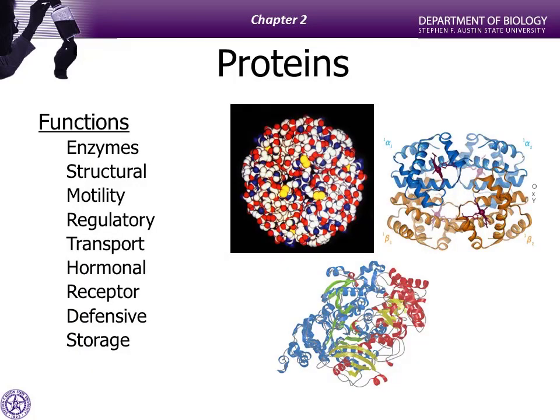Enzymes. We'll get to enzymes here in just a few minutes. Enzymes are critical for assisting chemical reactions happening in all of your cells. But proteins are also going to be structural. We talked about red blood cells when we were talking about the tonicity of solutions.